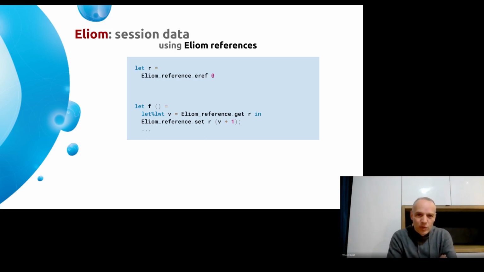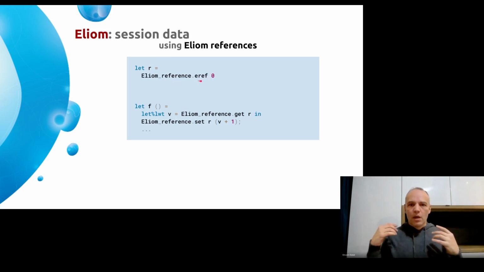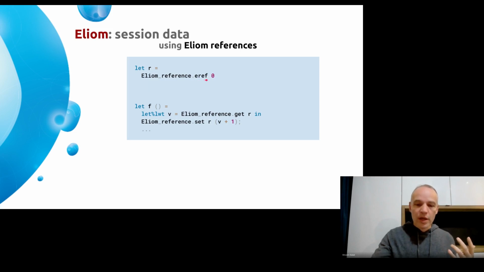We record session data in what we call Eliom references. Eliom references are very similar to OCaml references, but the value will depend on the session. Every browser can have its own value. In that example, I'm defining a reference called R by calling the function Eliom reference eref, and I can access the value of this reference for the current session using the function Eliom reference dot get.